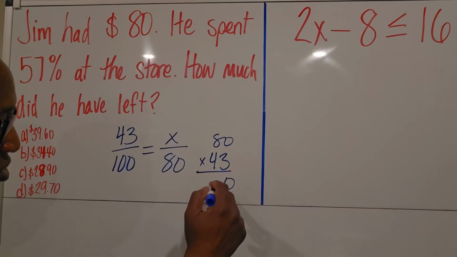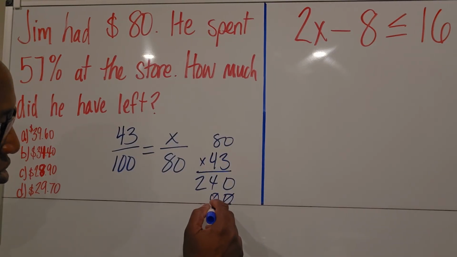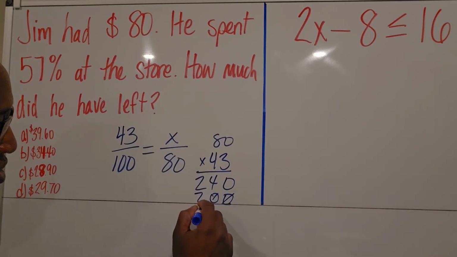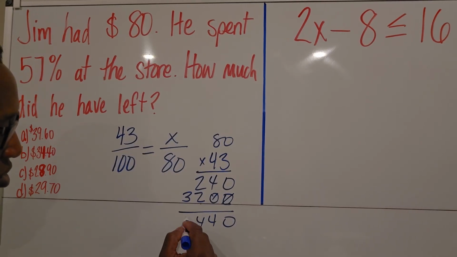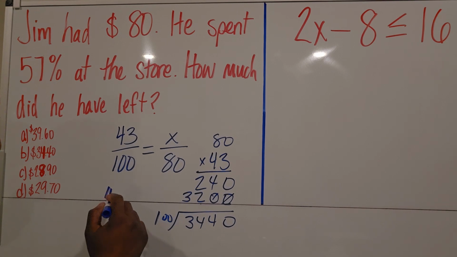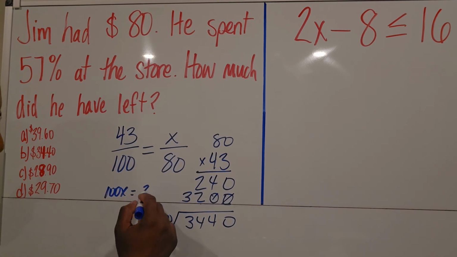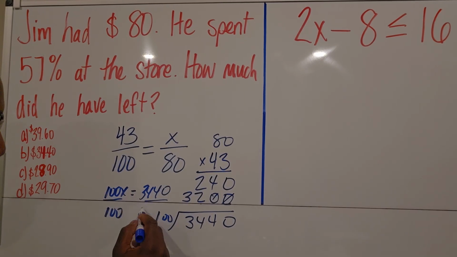So 3, 24, 0, 0, 2, and then just divide that by 100. Because that'll be 100x equals 3440. And then you divide both sides by 100. Just like those right here. And that'll be just 34.4.